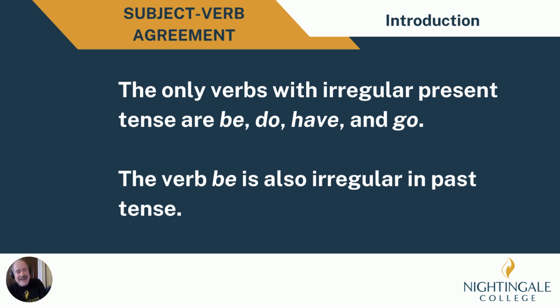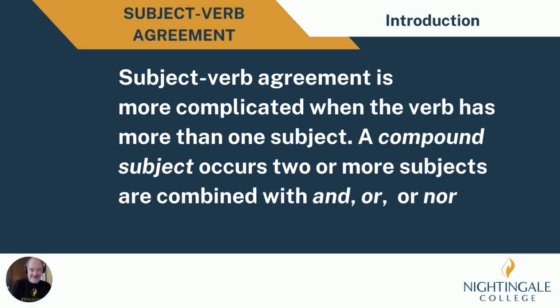And we only have one verb that is irregular in the simple past, the verb be. I was, you were, she, he, it was, we were, they were. That's it.